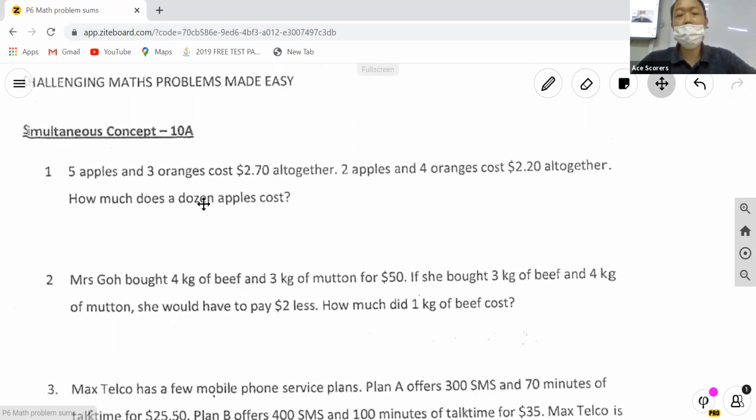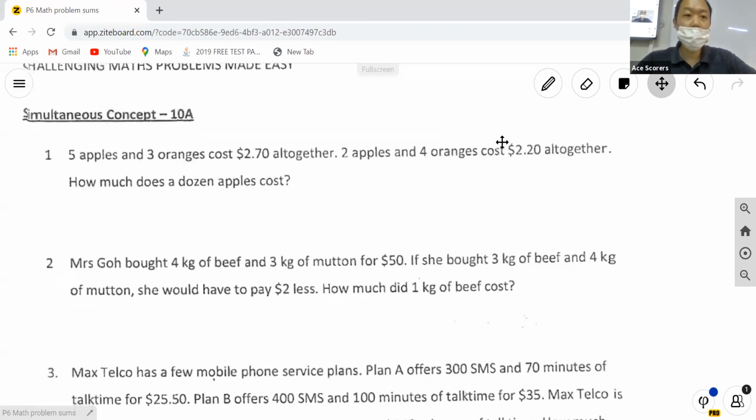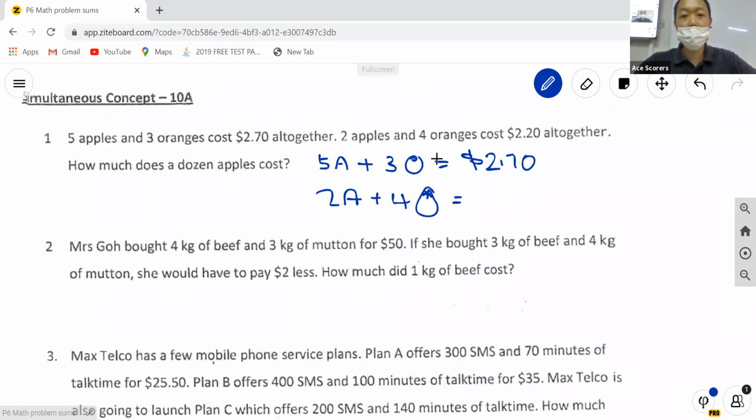So 5 apples, 3 oranges cost $2.70. 2 apples, 4 oranges cost $2.10. How much does a dozen apples cost? So let me just do the first one for you. This is also units and parts. 5 apples plus 3 oranges, I'm going to put a star here, equals $2.70. And after that, 2A plus 4 oranges, put a star here, equals $2.10.